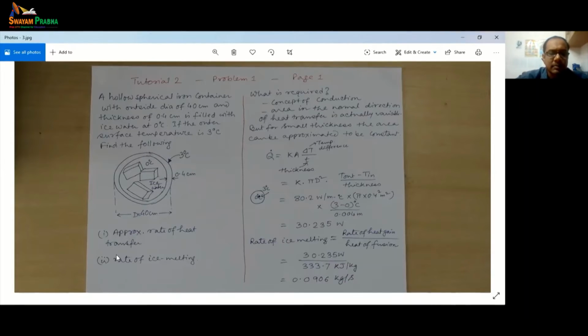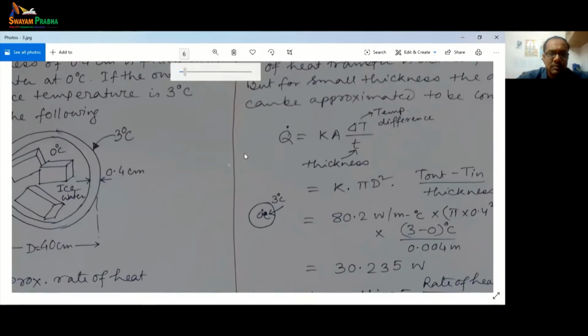The next part you have to find out is the rate of ice melting. Whenever the heat is gained, you will actually have the ice inside the container melted, right? And the question wants to know what the rate of that melting would be. Let me zoom this out a little bit so that we can see things more clearly.